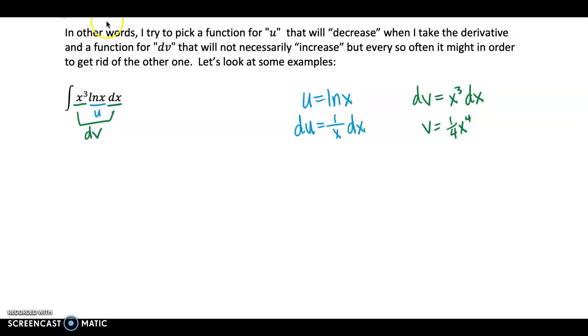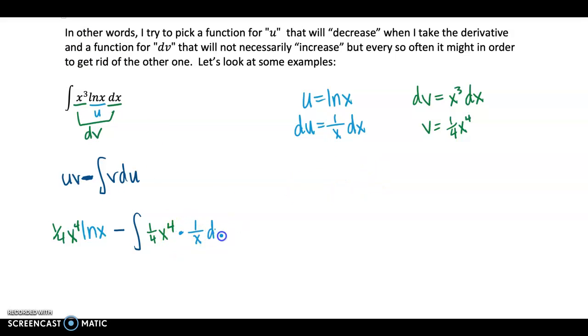Okay, so now let's go back to that formula. I'm going to write it down for you here. So remember, it's uv minus the integral of v du. So what is my u? My u is natural log of x. My v is 1/4 x to the fourth. I'm going to pop that 1/4 x to the fourth out in front. They're being multiplied. Now I'm going to subtract the integral of, what's my v? Well, my v is 1/4 x to the fourth, and my du is 1 over x dx.